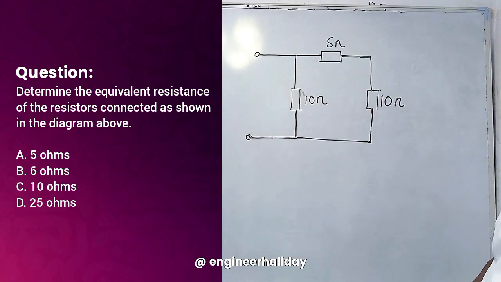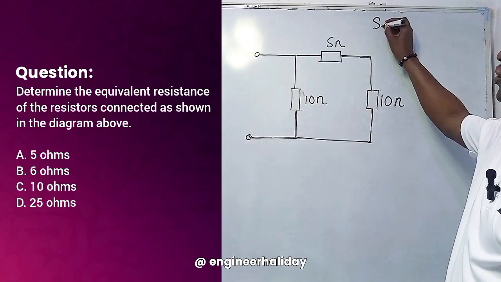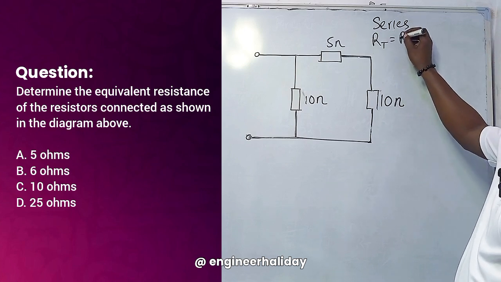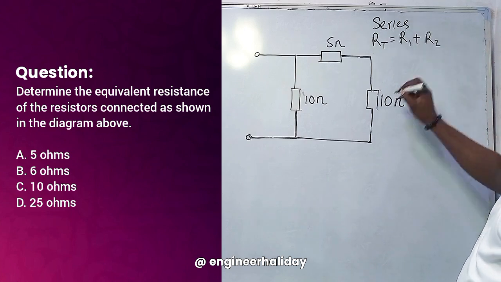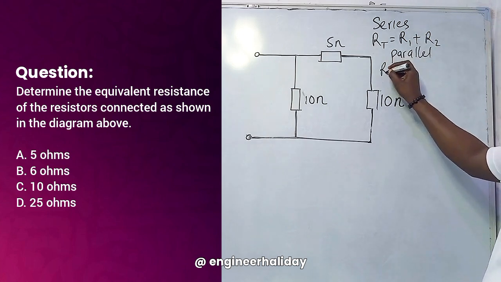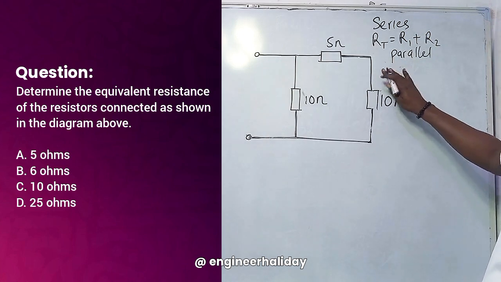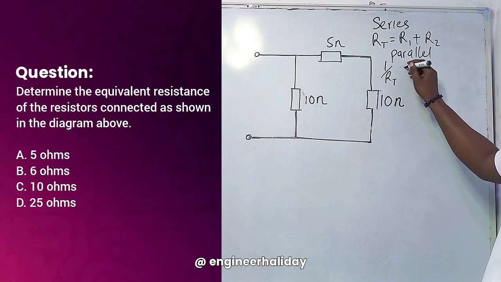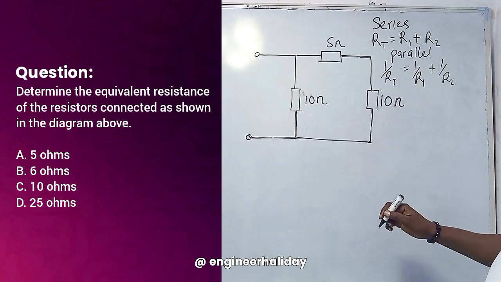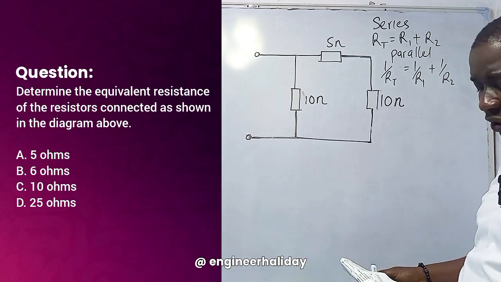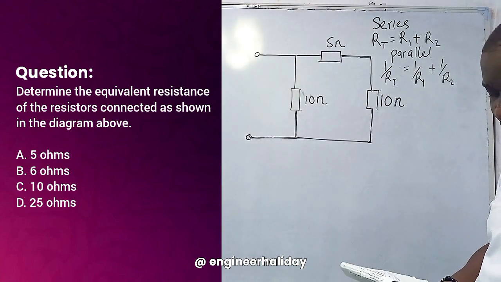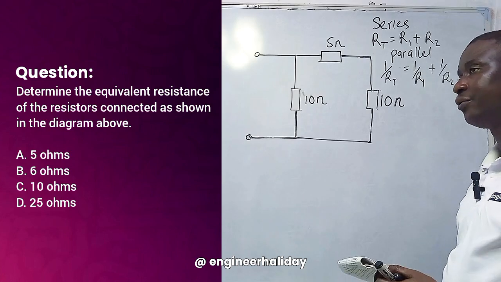So what we are going to do now, don't forget that for series, R total is equal to what? R1 plus R2. Then for parallel, R total is what? 1 over R total equals 1 over R1 plus 1 over R2. So they said option A, 5 ohms, B, 6 ohms, C, 10 ohms, and D, 25 ohms.